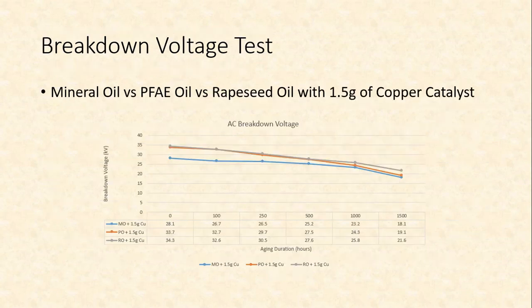By observing this graph, we can see that the rapeseed oil has the highest breakdown voltage even after 1,500 hours of thermal aging process, while the palm-based oil is intermediate and the mineral oil is the lowest. So this proves that the speed of aging of the mineral oil is faster than the palm-based oil and rapeseed oil.